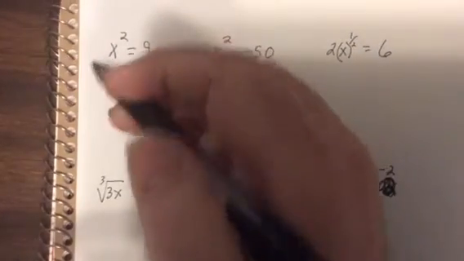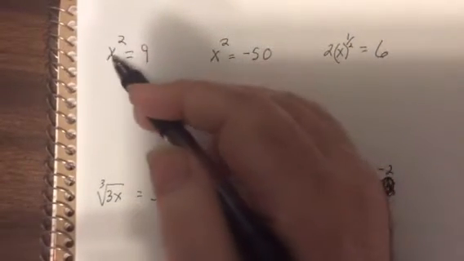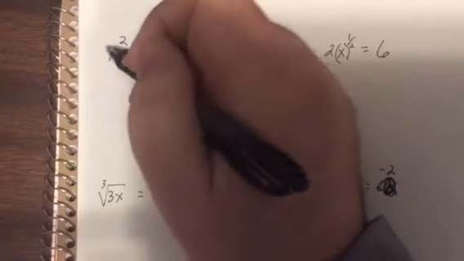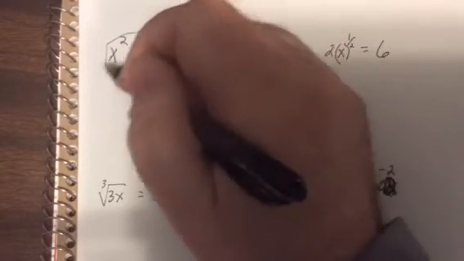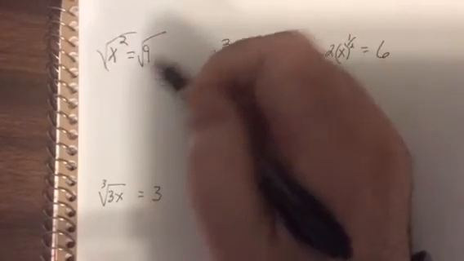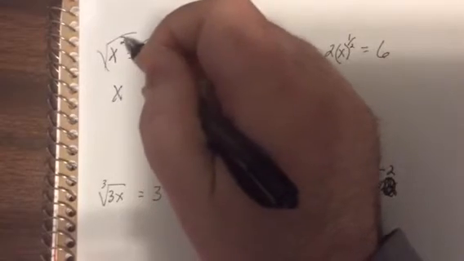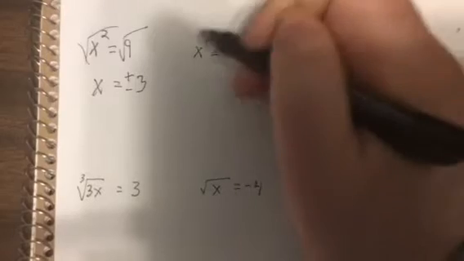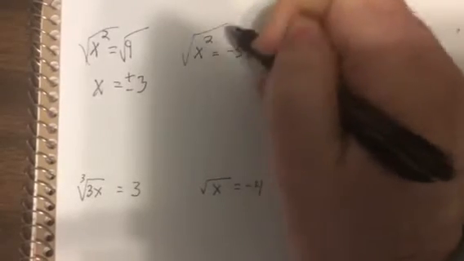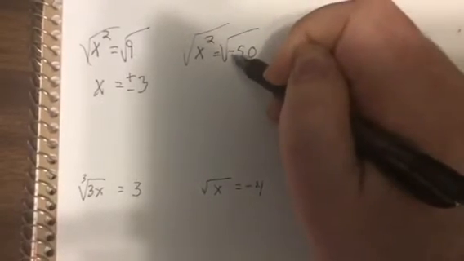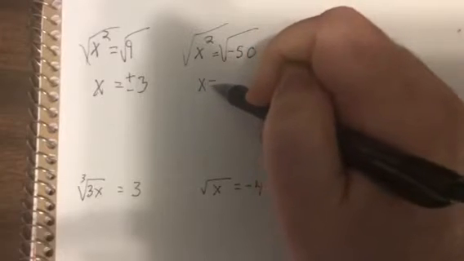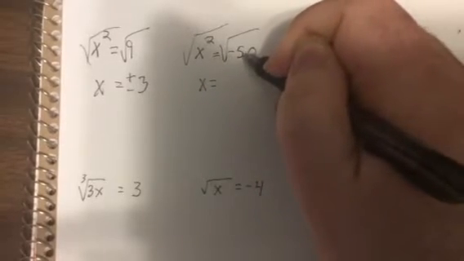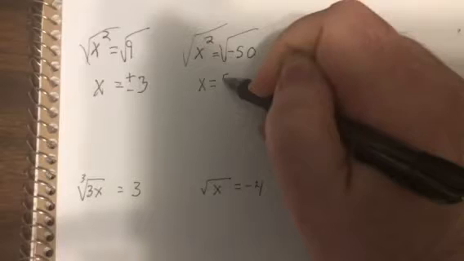So the first one, you always do the reverse to solve. I'm squaring, so I'm going to square root. But remember, when you have a square equals a number, there's two answers, so it's x equals plus or minus 3. So this one, square root both sides. Oh, I got a negative, so it'd be x equals the square root of negative 50, which is 25 and 2, so it'd be 5.